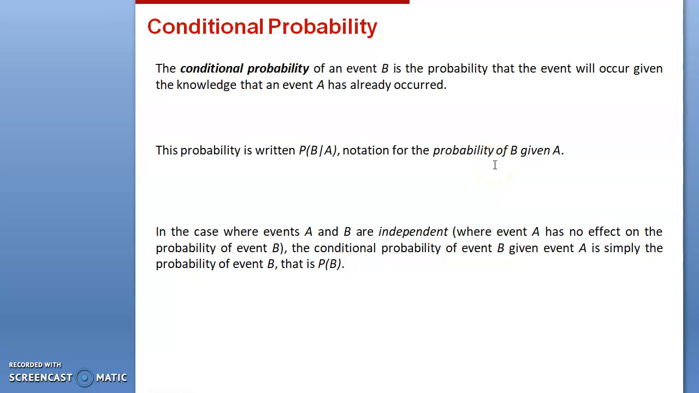In the case where events A and B are independent, where event A has no effect on the probability of event B, the conditional probability of event B given event A is simply the probability of event B, that is P of B.